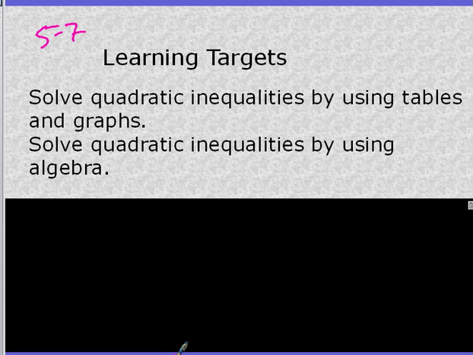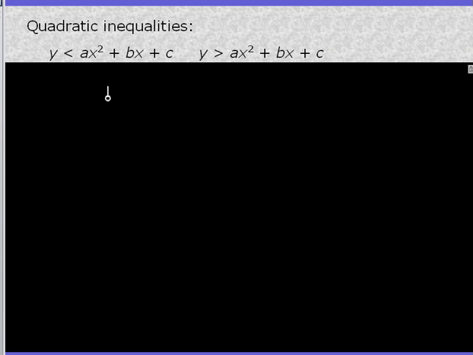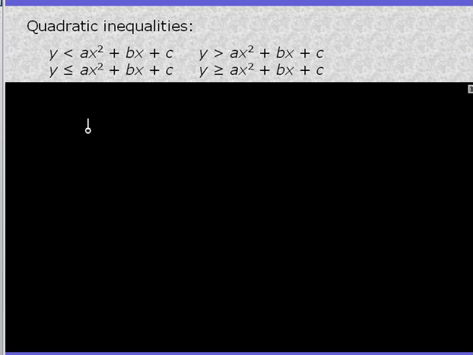All right, we are covering 5-7, which is solving quadratic inequalities. We're going to solve them both by graphs and by using algebra. Quadratic inequalities look just like linear inequalities, except of course quadratic equations are used instead of linear equations. So they have one of our inequality symbols: less than, or equal, greater than, or equal.